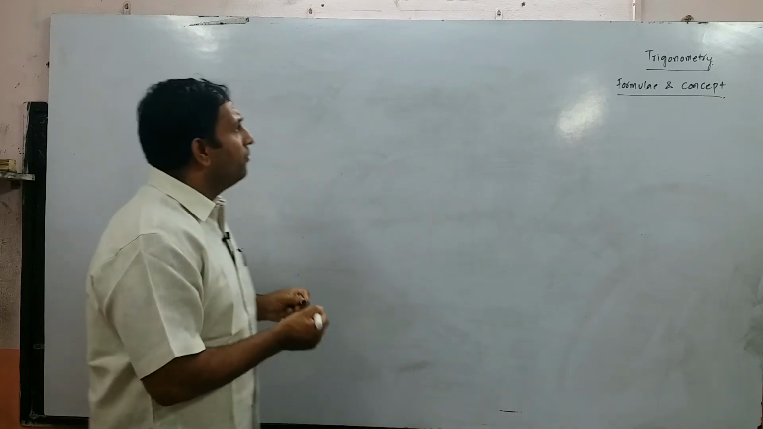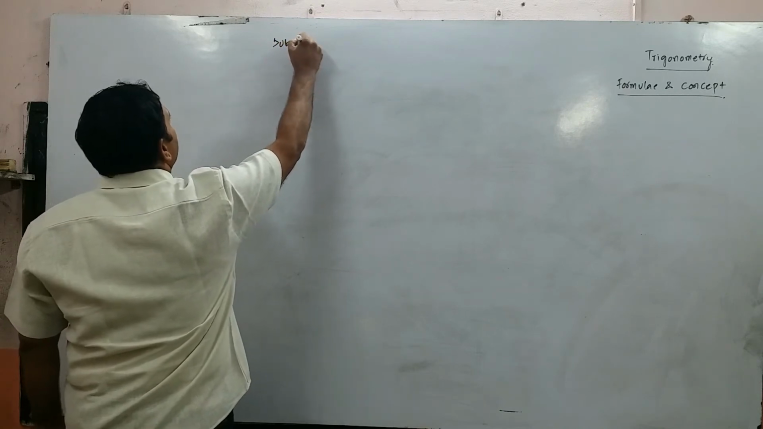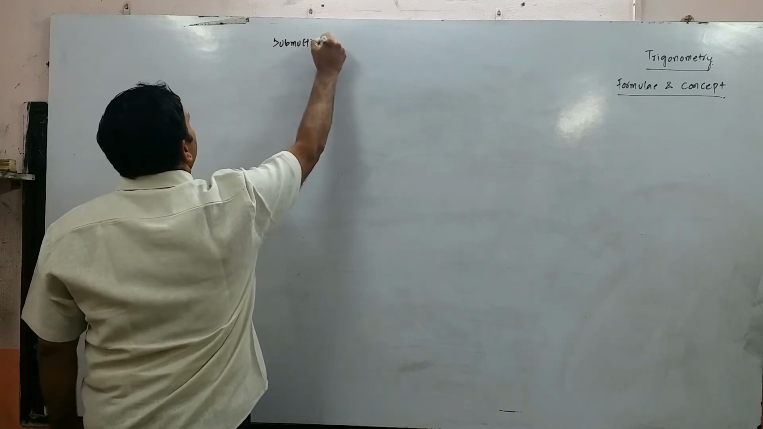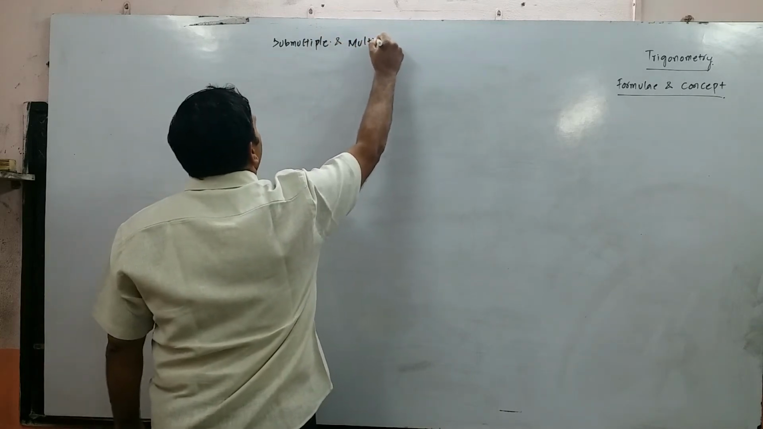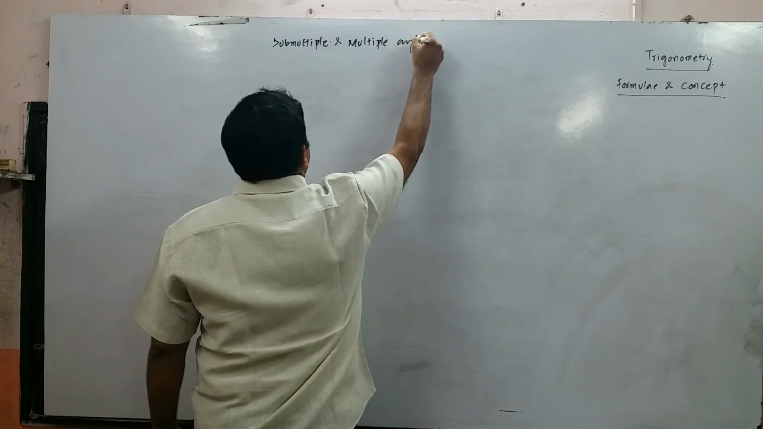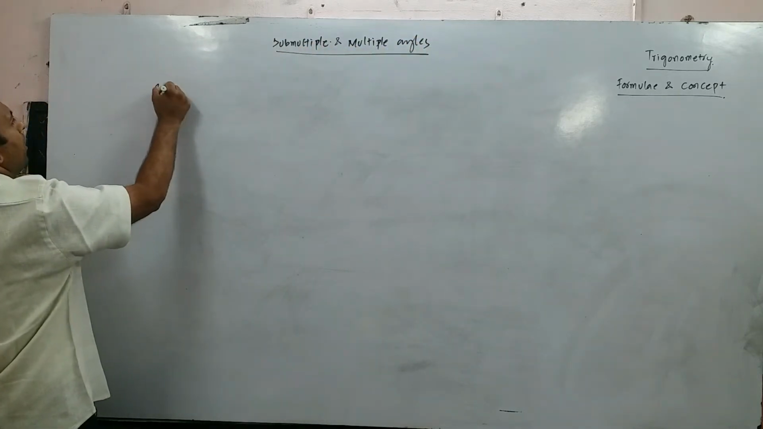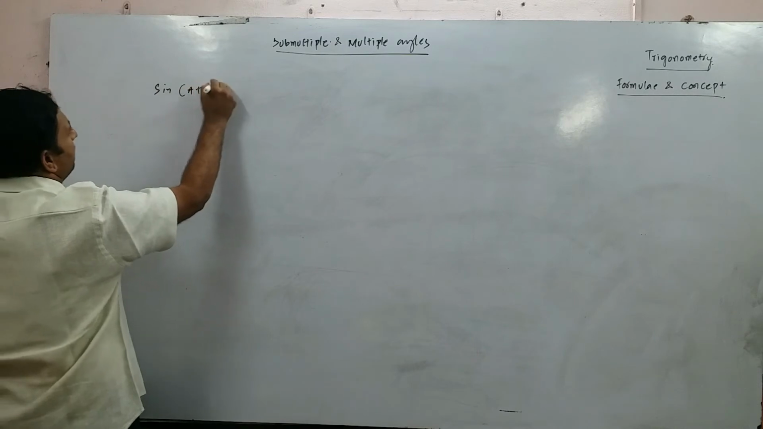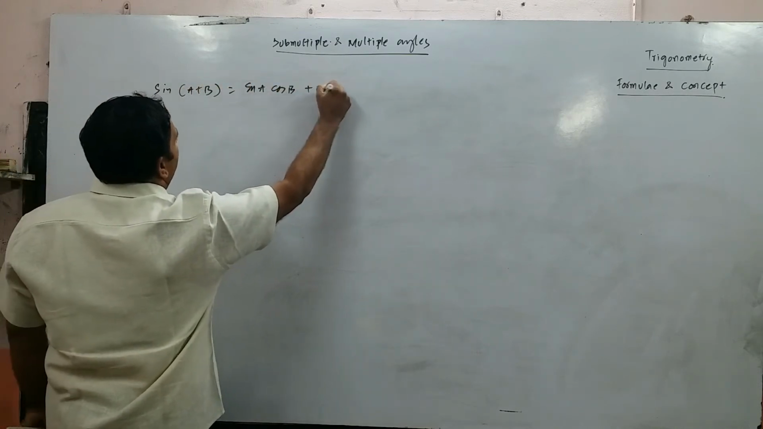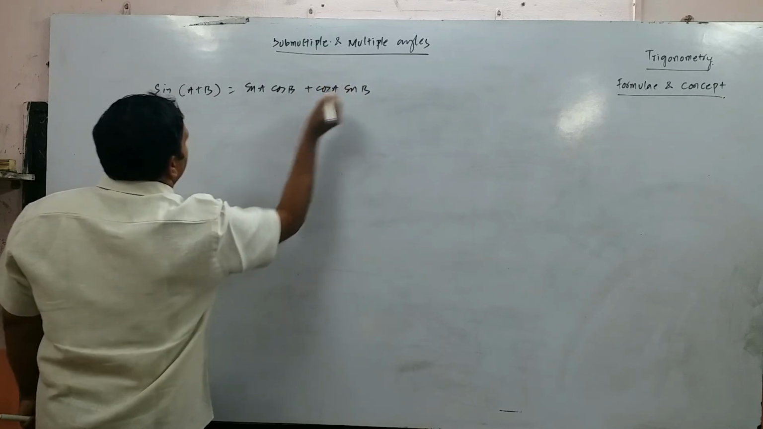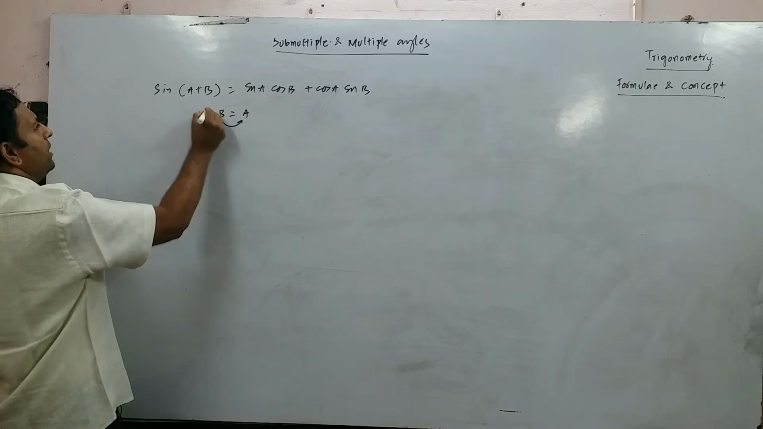All right. Now I will write this as submultiple and multiple angles. What do you mean by that? For example, I write the formula sin of a plus b. What is the sin of a plus b formula? It is sin a cos b plus cos a sin b. Let us say I replace b with a. If b becomes a, then what happens?